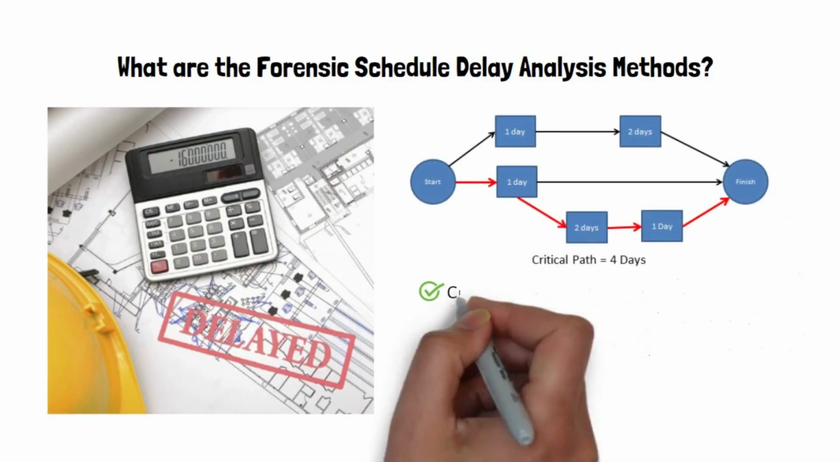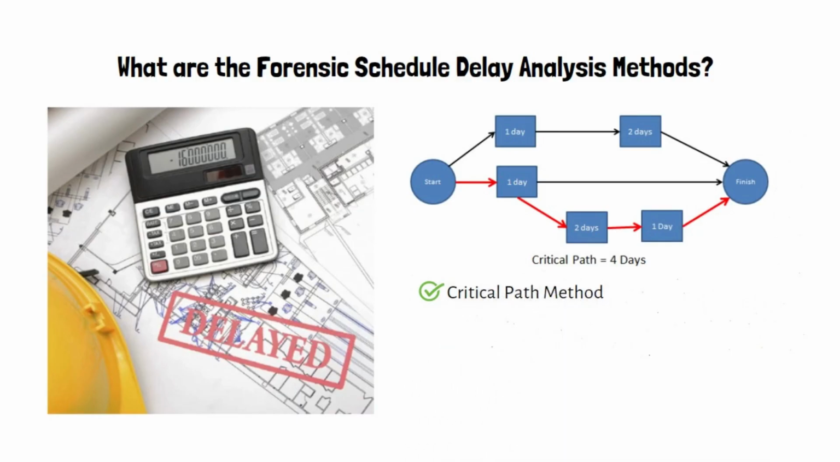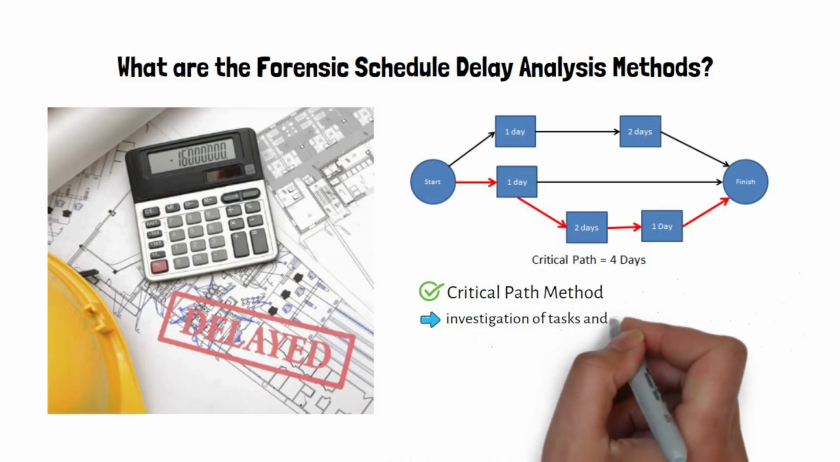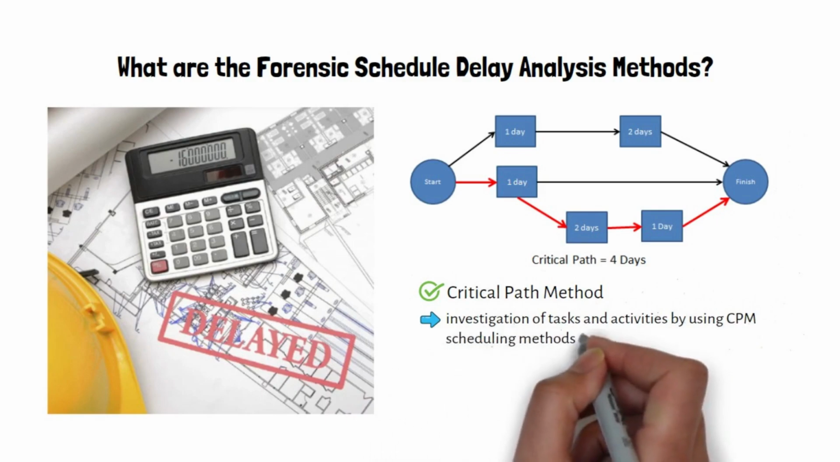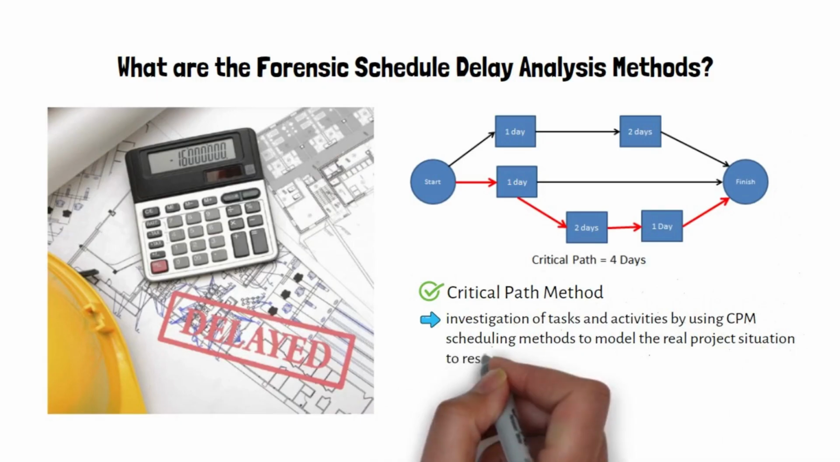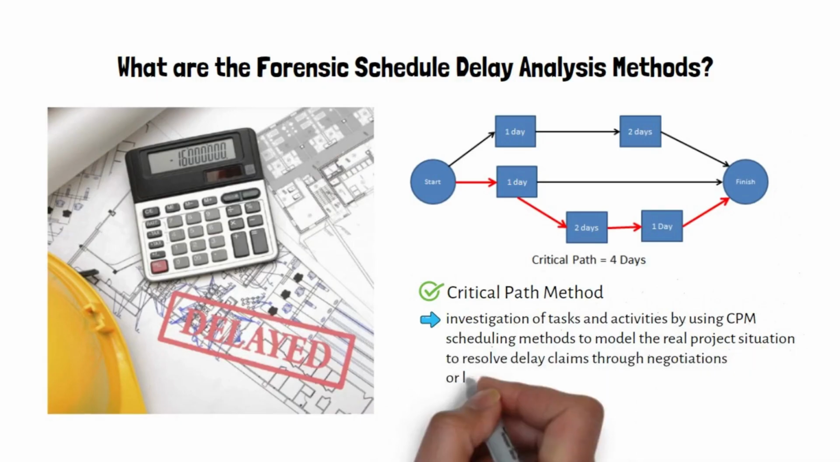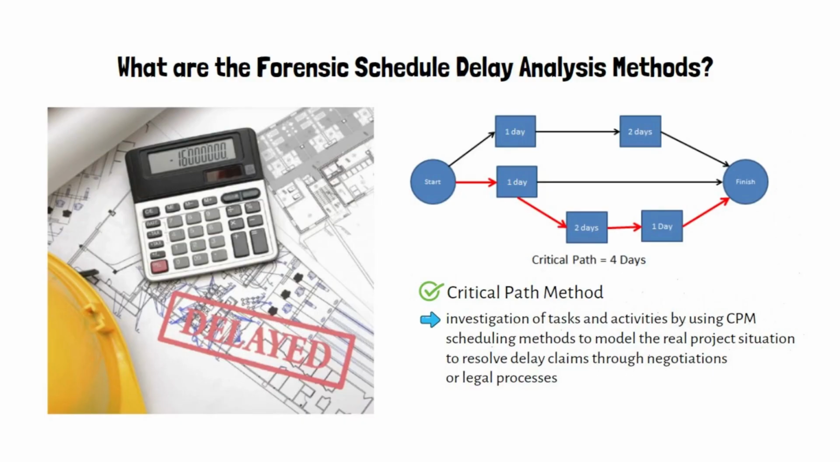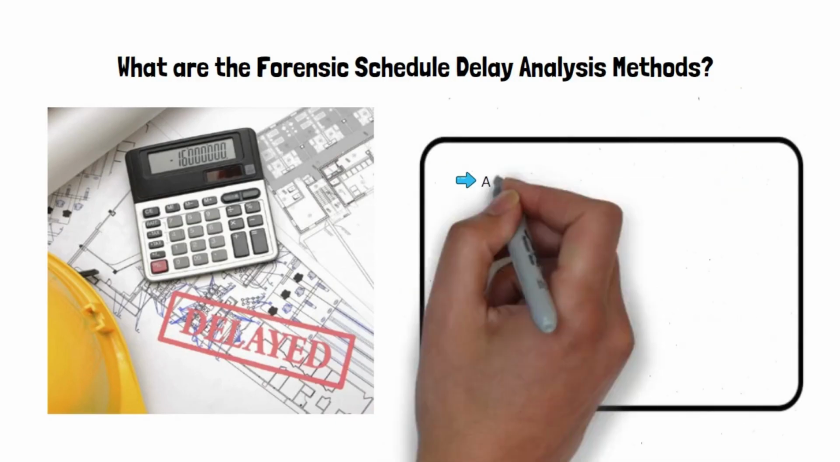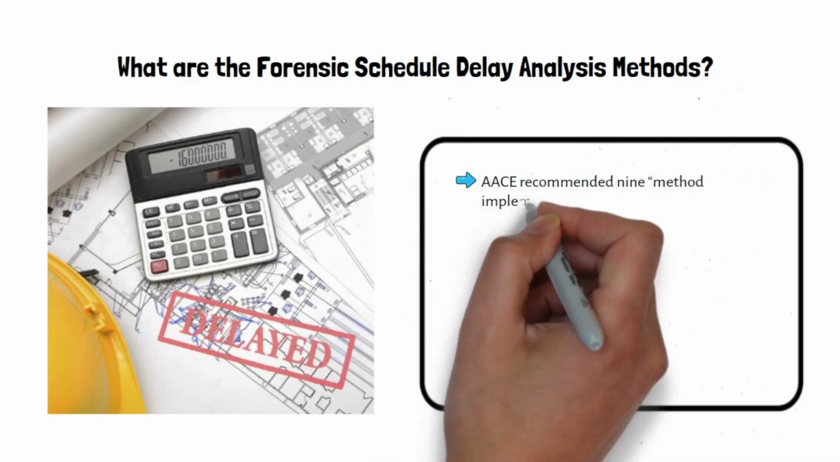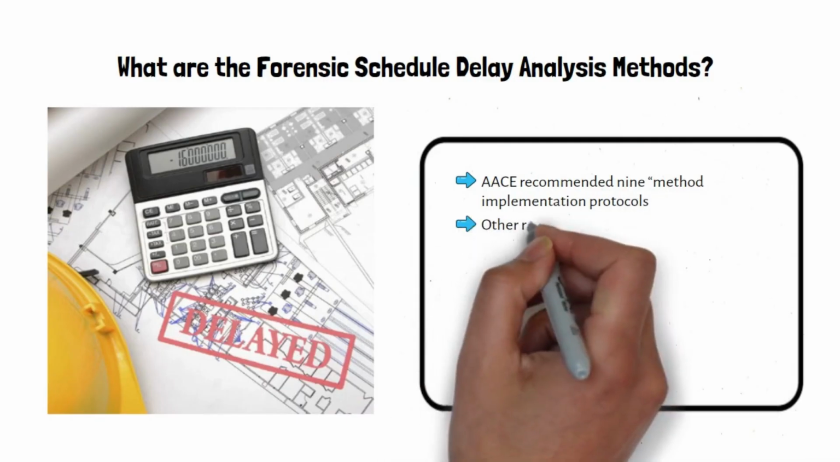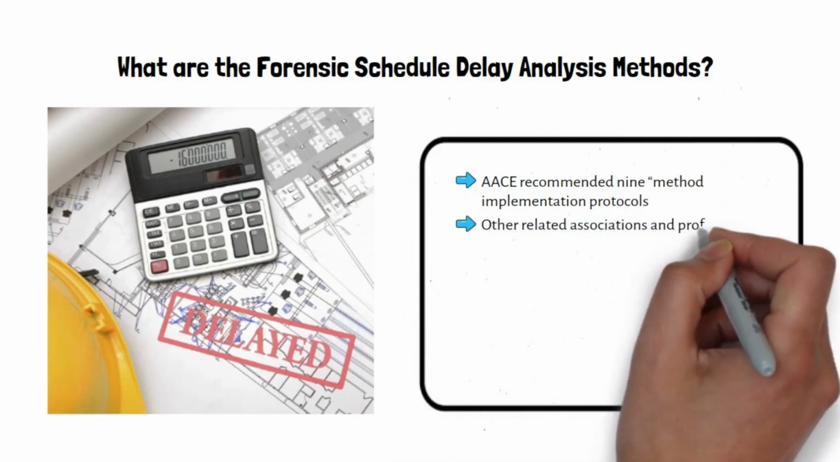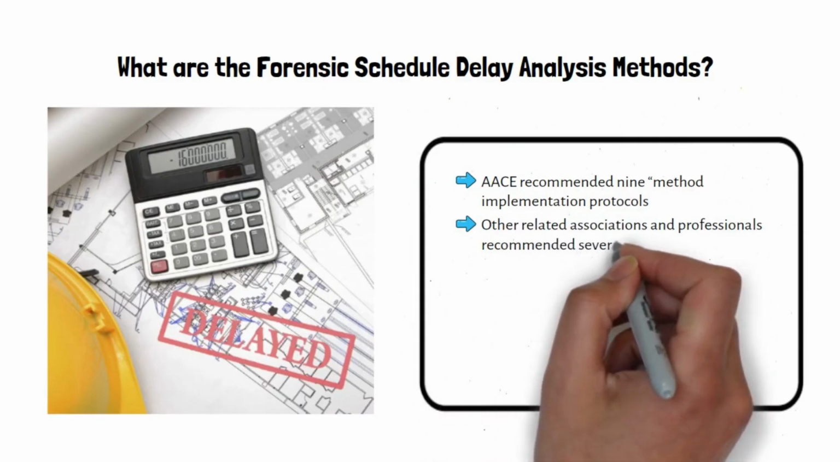Project duration and delays can be calculated with the help of the critical path method. Forensic schedule delay analysis is the investigation of tasks and activities by using CPM scheduling methods to model the real project situation to resolve delay claims through negotiations or legal processes. Although there are several approaches for performing construction schedule delay analysis, there is no standard method. The Association for the Advancement of Cost Engineering, AACE, recommended 9 method implementation protocols for delay analysis. Other related associations and professionals recommended several methods for this purpose.